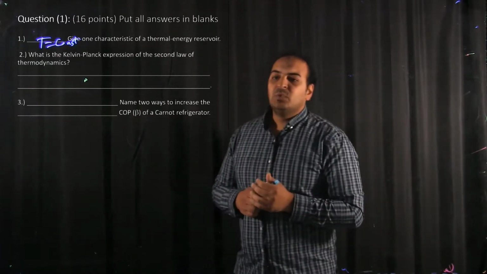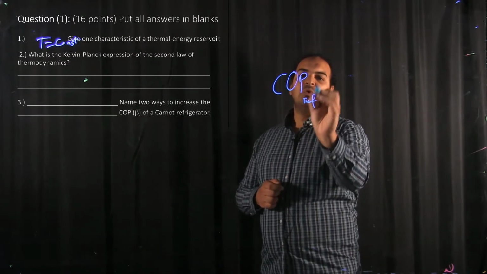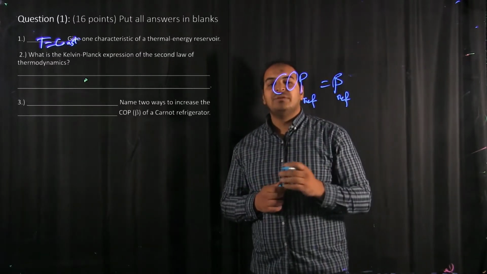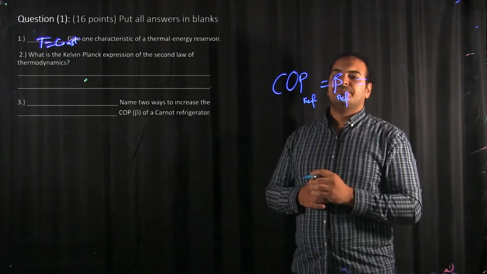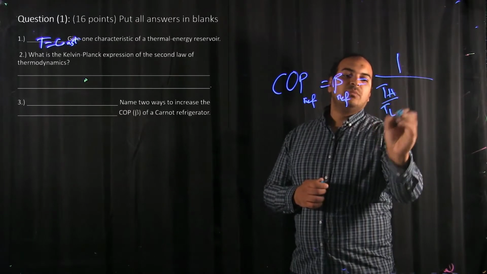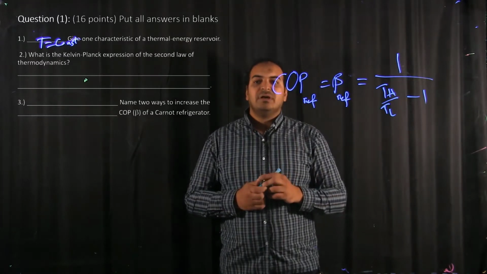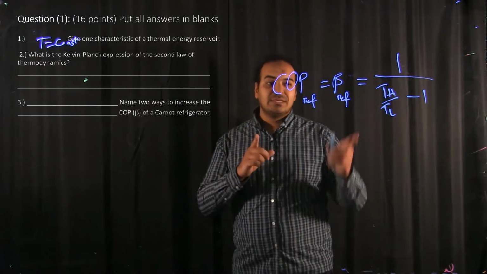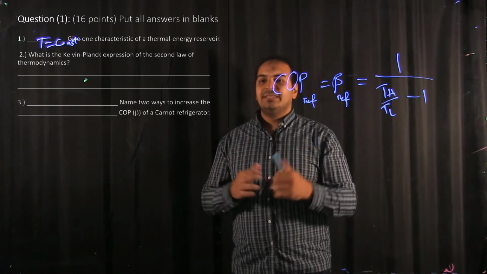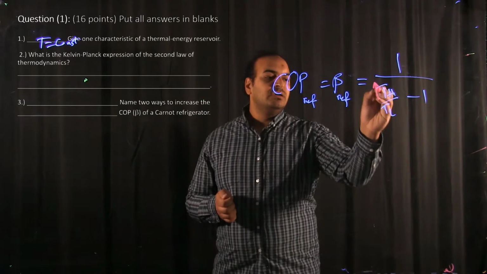Name 2 ways to increase the COP. Sometimes we use COP for a refrigerator, or beta, just a symbol like eta. Eta for heat engine, beta for refrigerator and heat pump. So beta for the refrigerator, we derived it before, is 1 over T high over T low minus 1. We derived it in the beginning of the review. What are the 2 ways to enhance the Carnot COP? For the real refrigerator it was 1 over Q high over Q low minus 1. Now it's the Carnot refrigerator. So the simple way: increase T high, decrease T low.